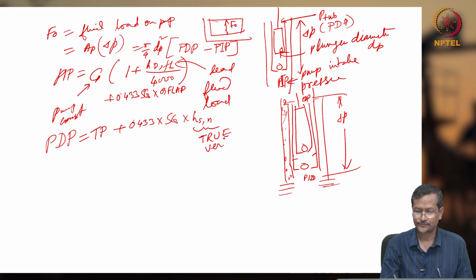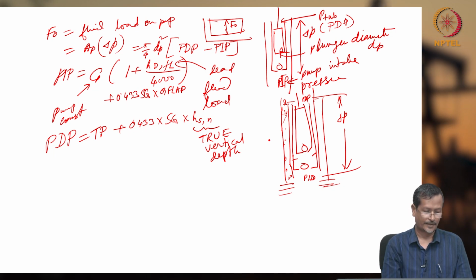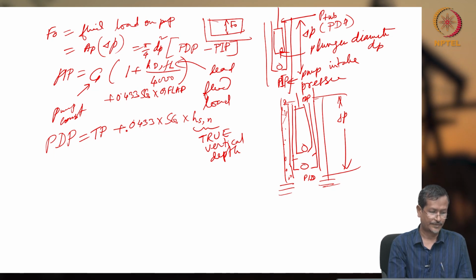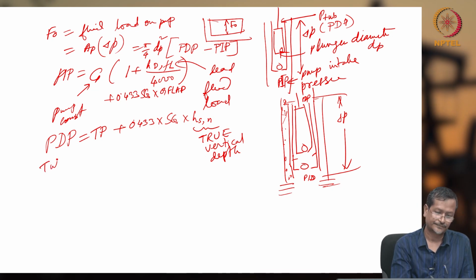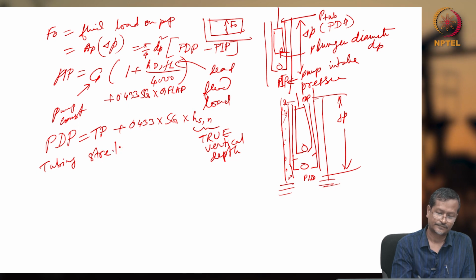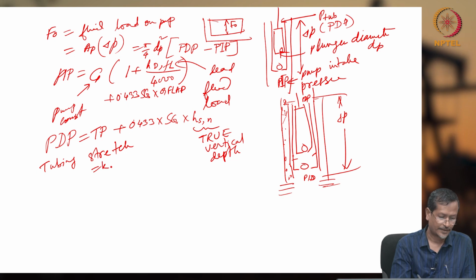And HSN equals the true vertical depth. They are showing HSN and PDP, GFLAP, this one. Now tubing stretch. The tubing stretch formula equals K tubing times L tubing times F pull.